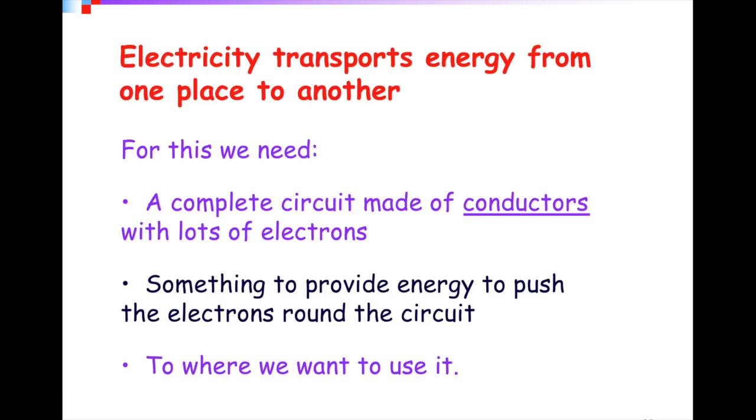Electricity transports energy from one place to another, for example, from the source to the load. For this, we need a complete path, or what we call a complete circuit, made usually of conductors. A conductor is any material with a lot of electrons.